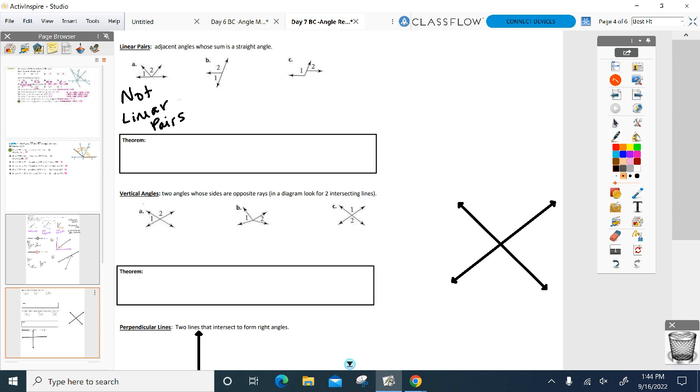How about diagram B? Yep. That's a linear pair. And how about C? No. They're not even adjacent, right? So how about these vocabulary terms? Complementary, supplementary, and now linear pairs.